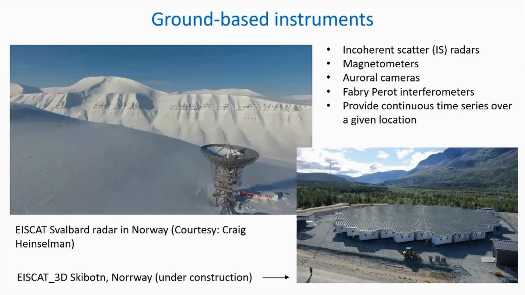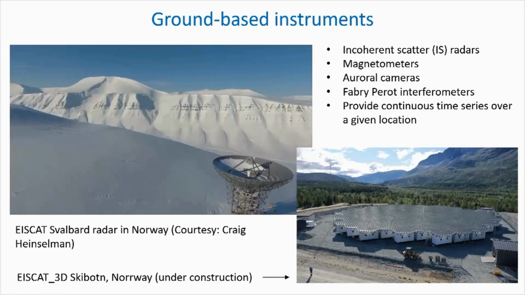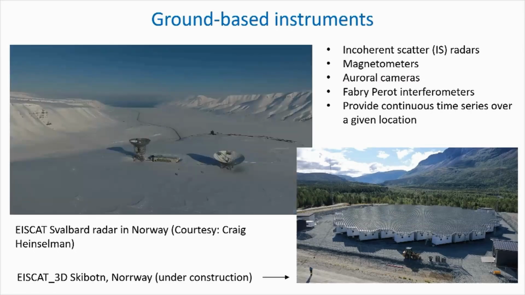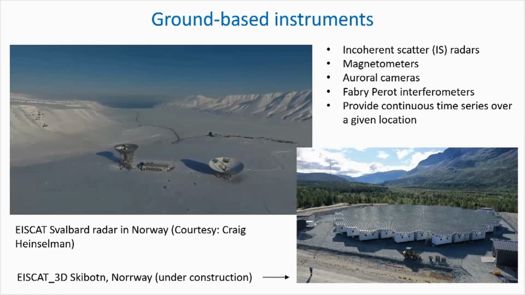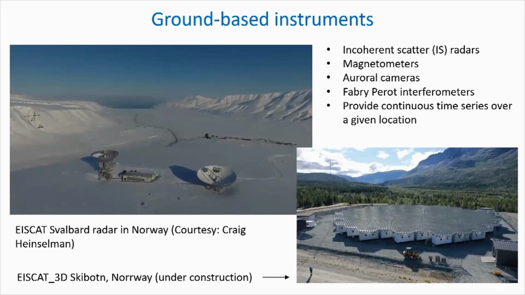And additional ground-based instruments are, of course, magnetometers, auroral cameras, Fabry-Perot interferometers, and so on. And the benefit of ground-based instrumentation is that they provide a continuous time series over a given location. But of course, their field of view is very limited.